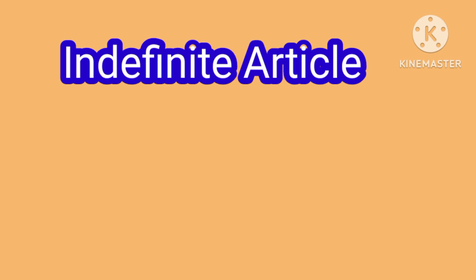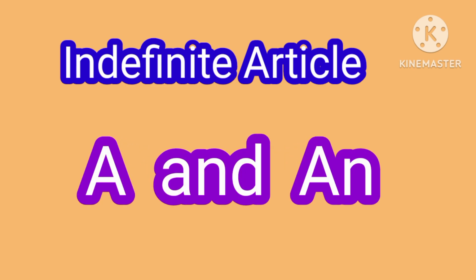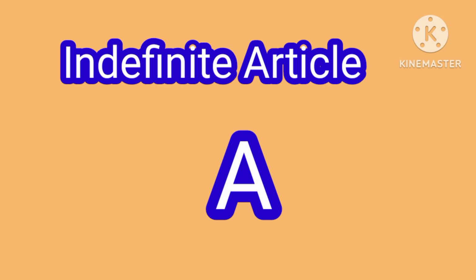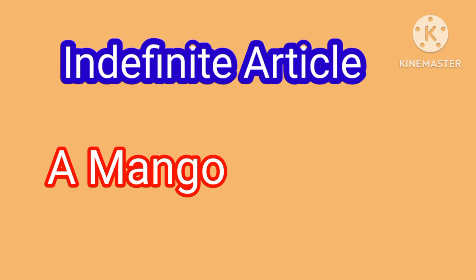Now, indefinite article. There are two indefinite articles, a and an. First of all, where a is used. Let's discuss where and how a is used. A is used before a singular countable noun, such as a mango. Here, mango starts with the consonant sound, so that a is used before mango.